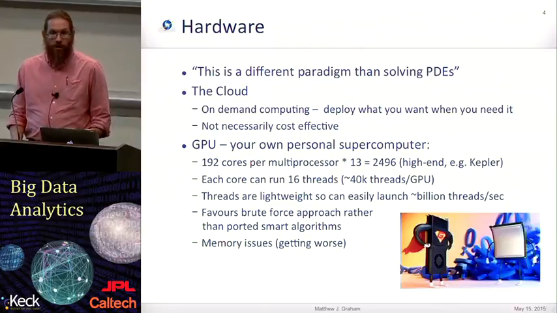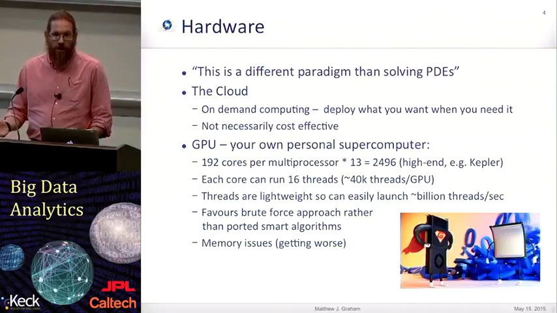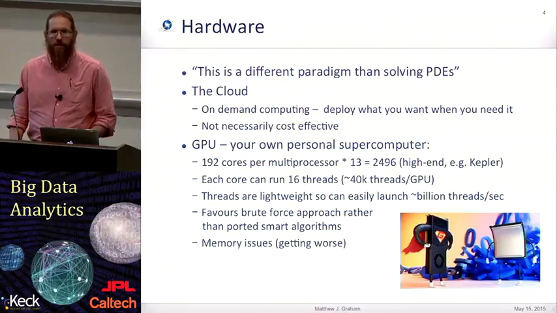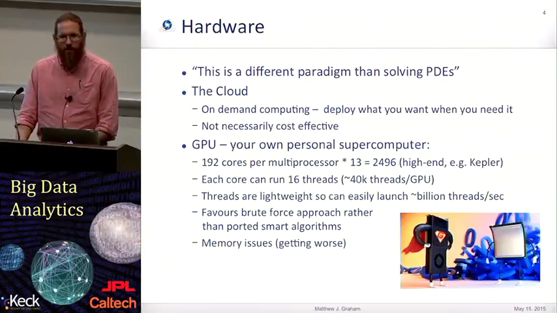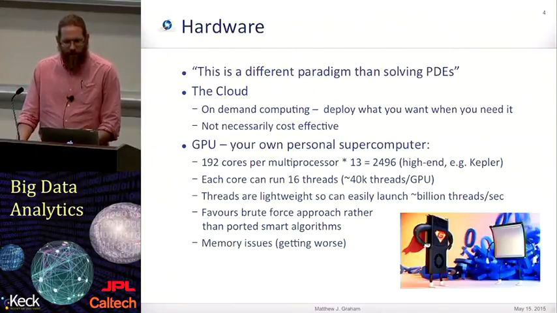Another option you may want to consider is that the size of your computation is larger than what you may have available on your desktop, but within the realms of what you can do with a graphical processing unit, a GPU. Every computer these days has at least one GPU in it, normally on the graphics card running your gaming graphics, but you can easily use them for your own computations. The high-end GPU cards have up to 2,500, 3,000 cores per multiprocessor. Each core can run about 16 threads, so that gives you about 40,000 threads per GPU.